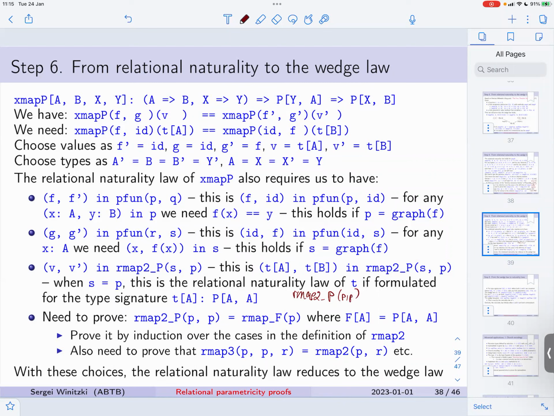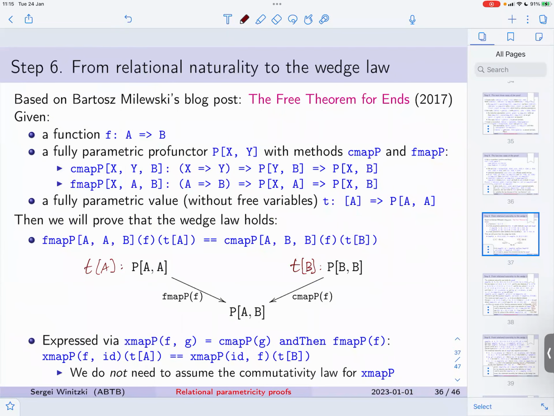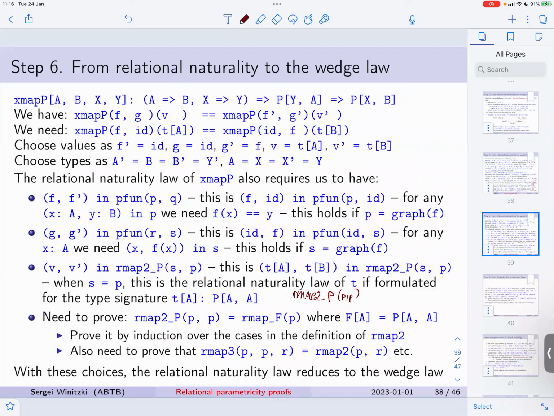Now, this is not, so what we need is a lifting to the type that we had initially. So this type, the type of T, let's see, P of AA, right? So what we need is the lifting to the type constructor F defined like this. That is actually the parametricity law of T.